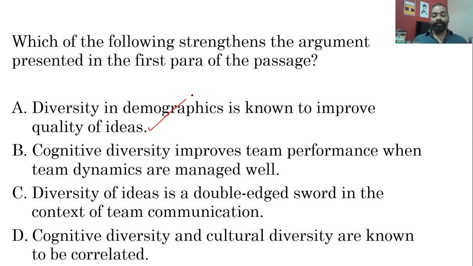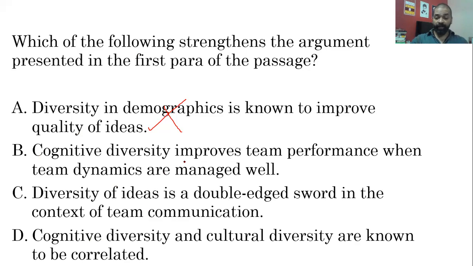Okay. There's a second aspect to it. The second aspect is in terms of the tone itself. The tone in option A is favorable towards cognitive diversity, the topic itself. But we need to strengthen the argument that the research is not good enough. But if I accept A, at least I'll know that the research is working because I know partly. So A can be eliminated straight away because A does not strengthen the argument.